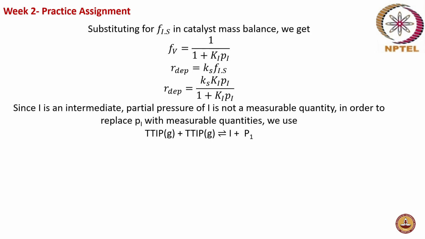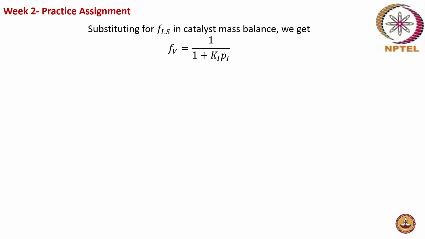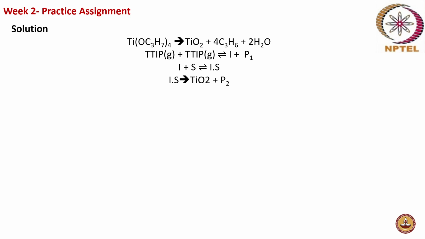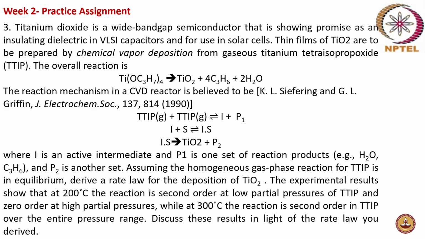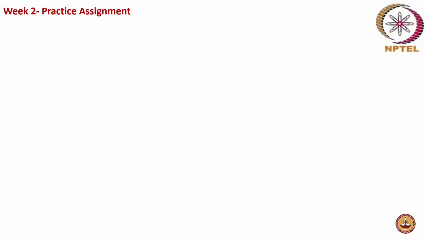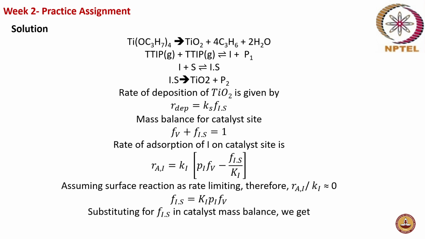Now, one more piece of information they have given in the question on how you can measure that. What is that information? Can we look through the question? They have given us this point: assuming the homogeneous gas phase reaction for TTIP is in equilibrium. We have to use this information and derive an expression.